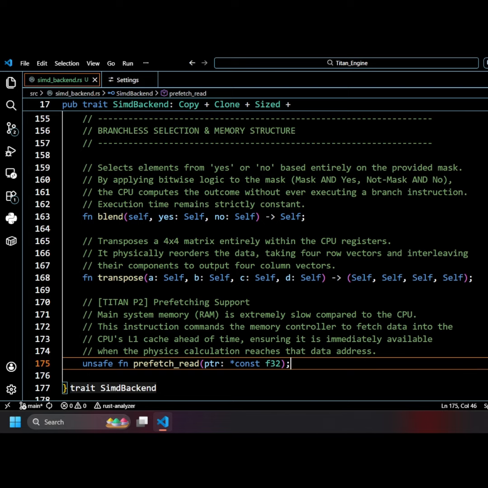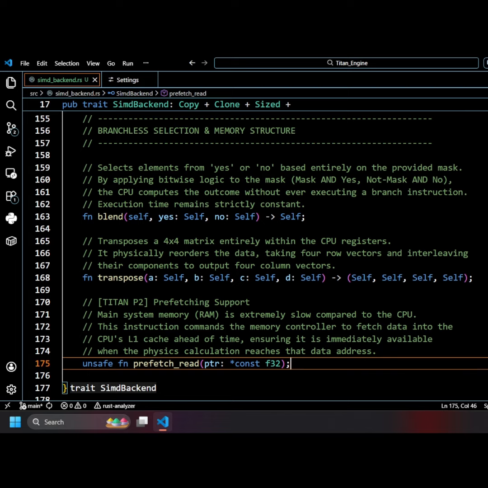Finally, there's prefetching on the Titan P2. You know main memory, or RAM, is sluggish compared to the CPU. So the prefetch read instruction commands the memory controller to grab data for the L1 cache ahead of time. The result? By the time your physics calculation actually reaches that address, the data is already there, waiting for you.